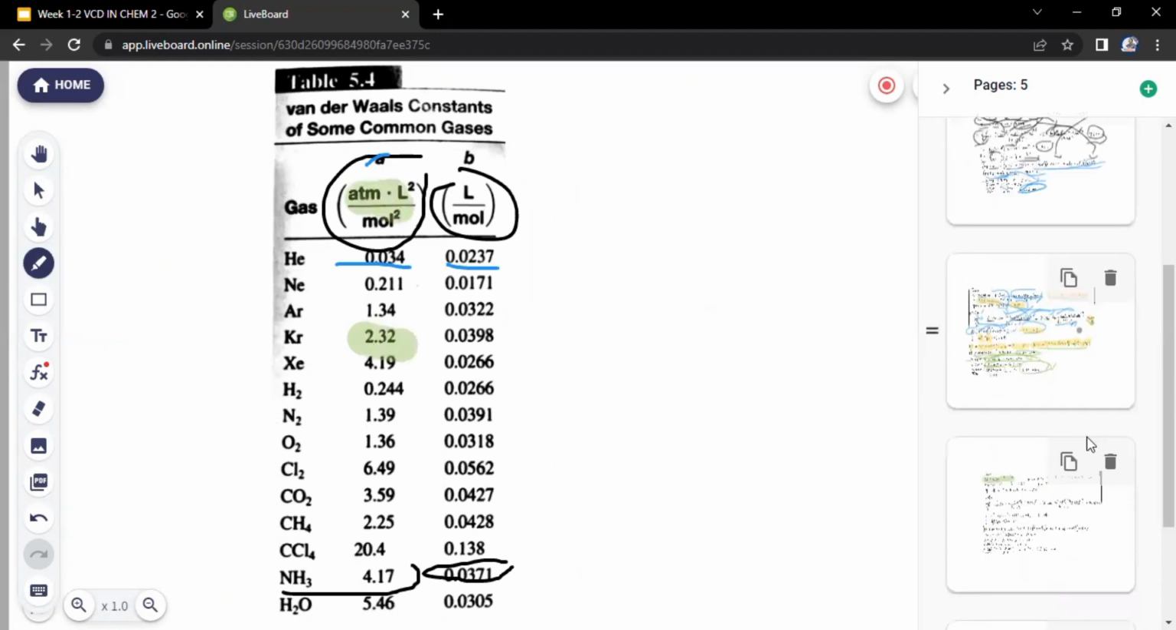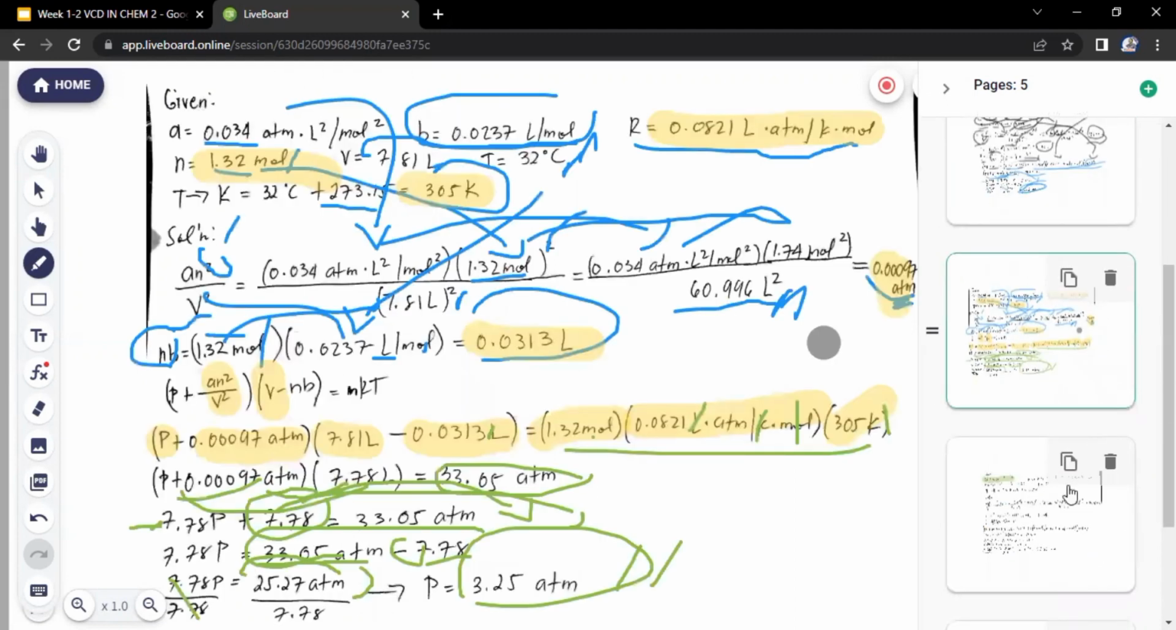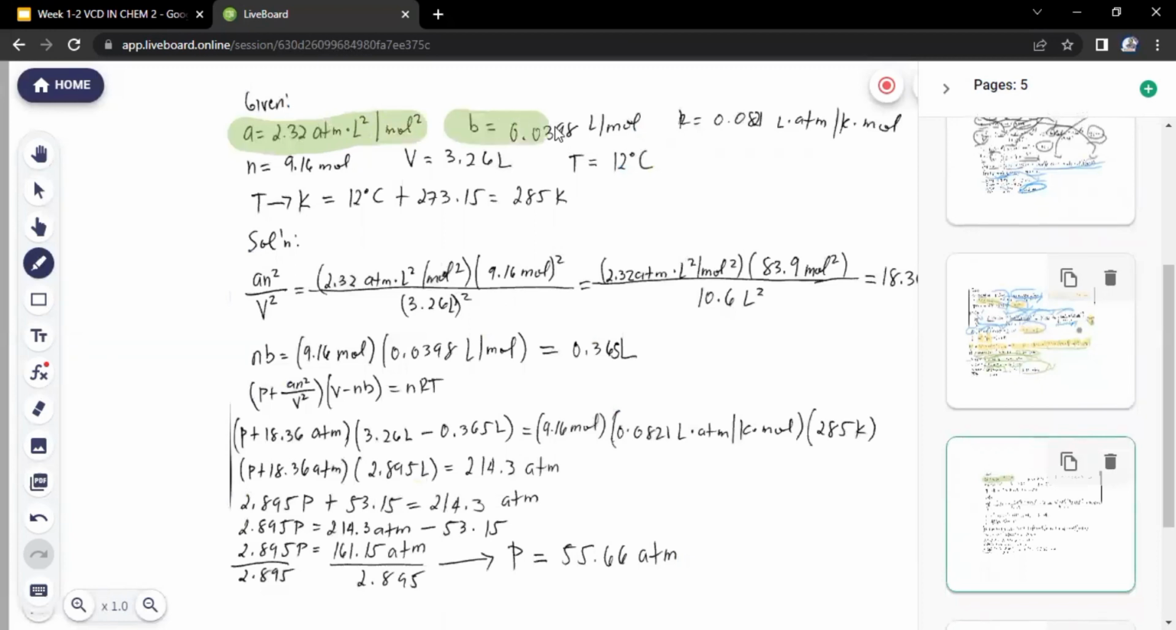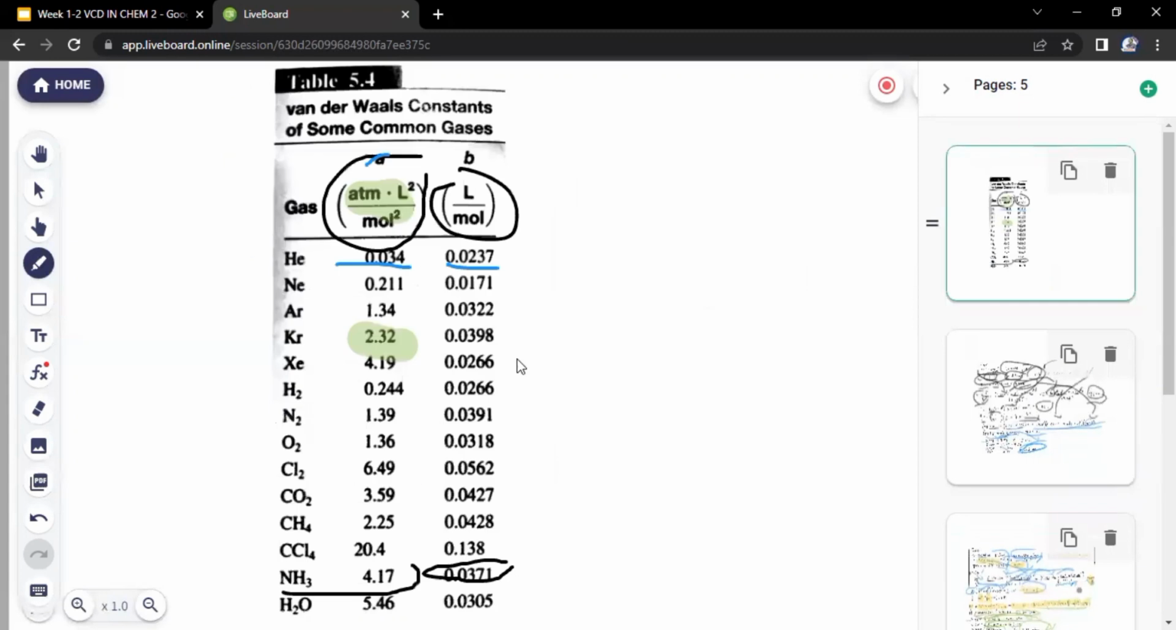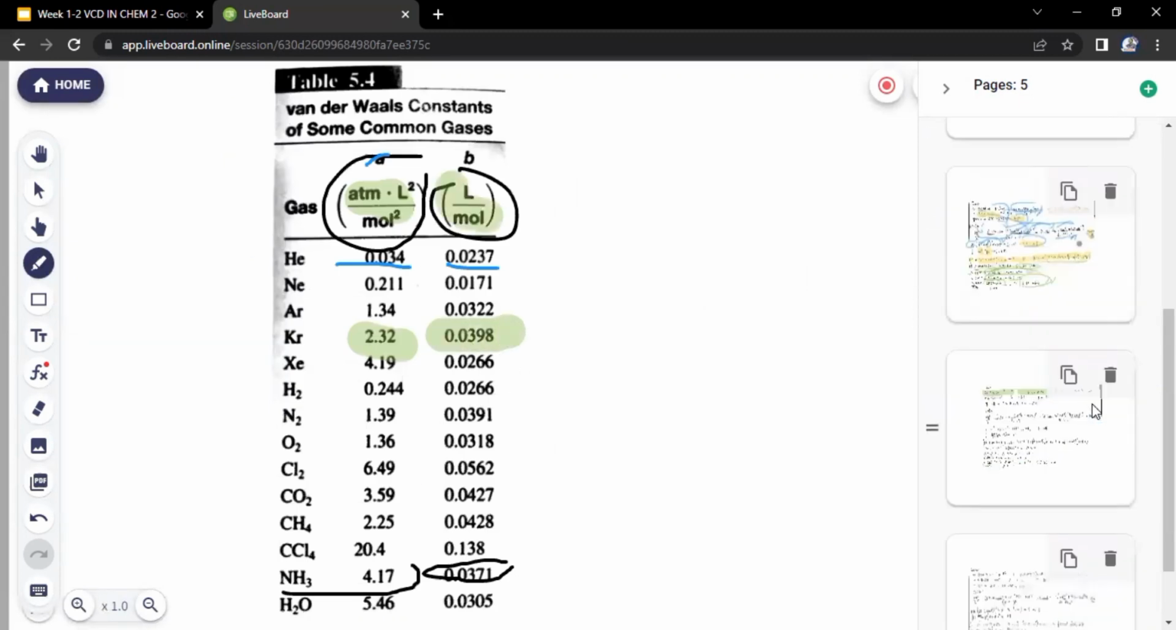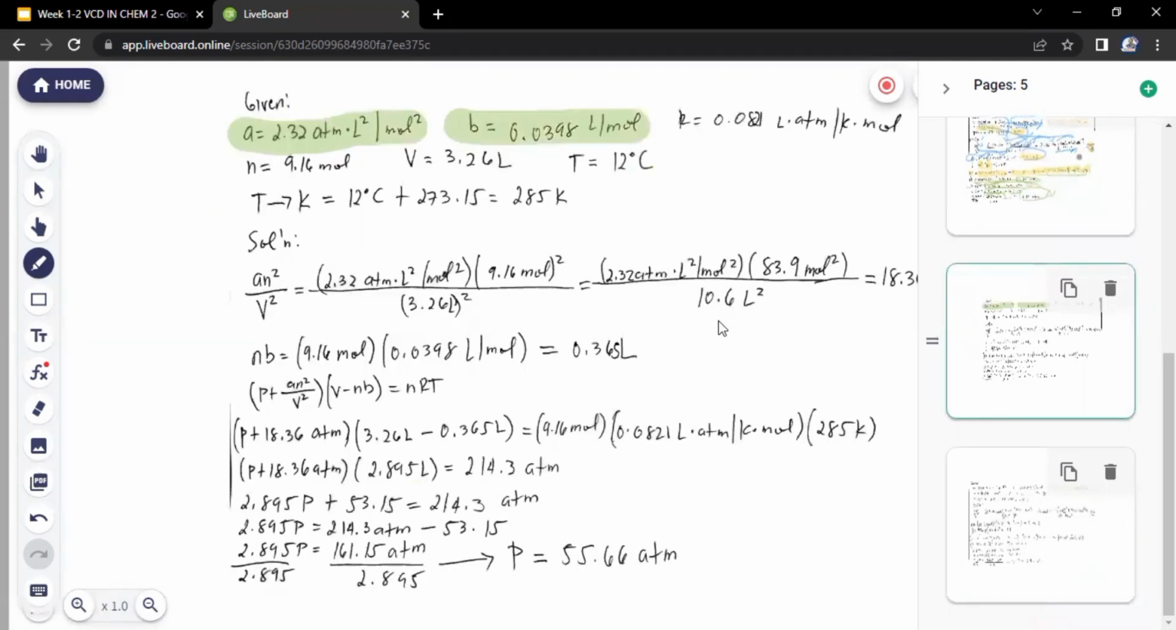All right. And then the value of your B is 0.0398 liters per mole, which came from here, 0.0398 liters per mole. All right. And then the value of your R, or the gas constant for ideal gas, is 0.0821 liters multiplied to atmospheric pressure per Kelvin multiplied to the mole.